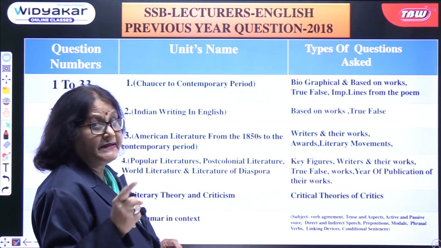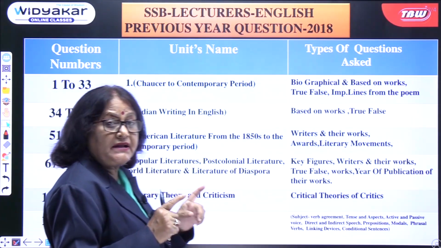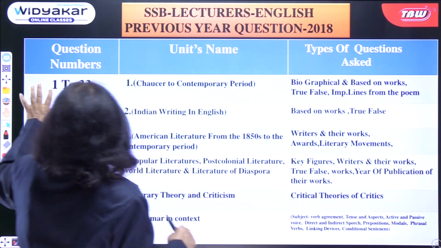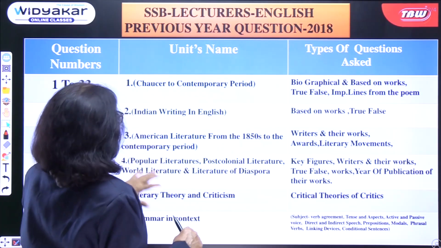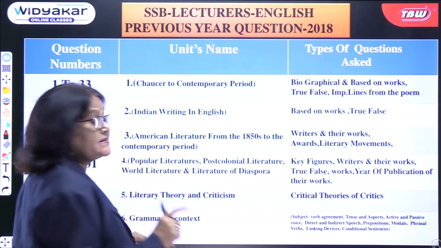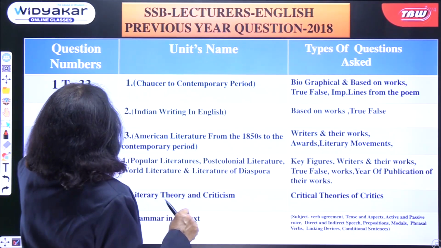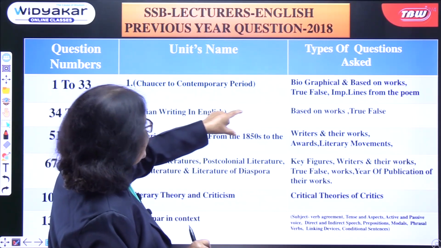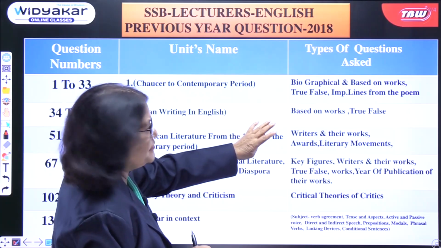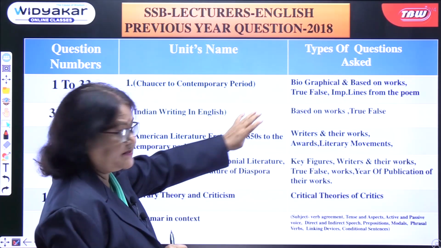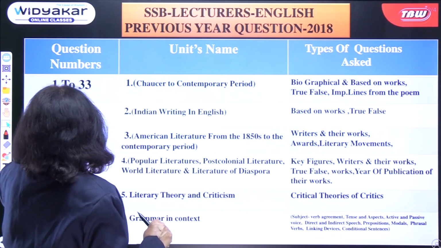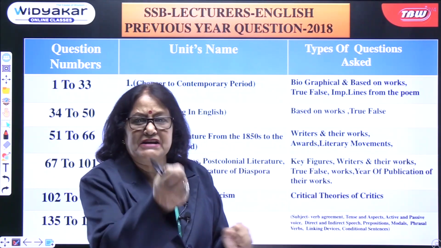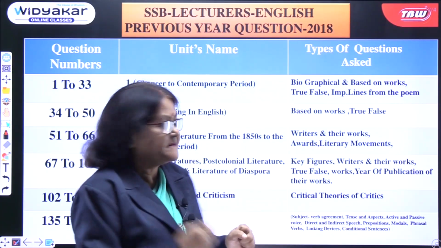Okay. Now, let us go to the second one, 2018, because after 2018 you had the exam in 2021, and now you are having it in 2023. From 1 to 33, because in 2018 you had I think 166 questions, from 1 to 33 it was Chaucer to the contemporary period. Biographical details based on works, true or false, important lines from the poem came that year. From 34 to 50, Indian writing in English based on their works, again true or false. It was full of true or false statements, whether the statement is true or false.